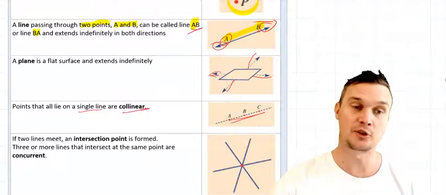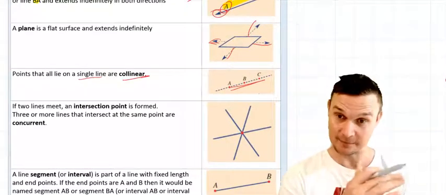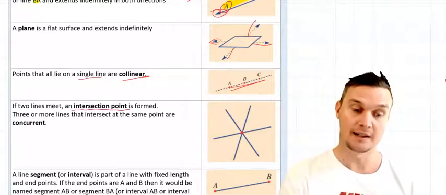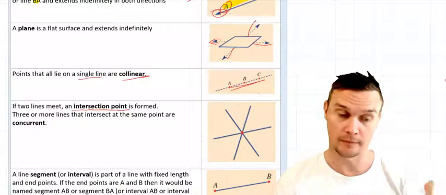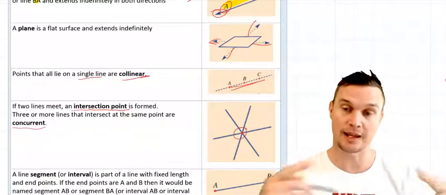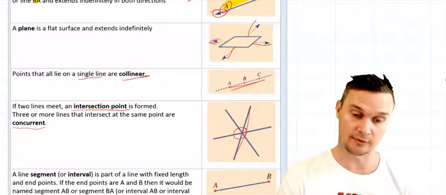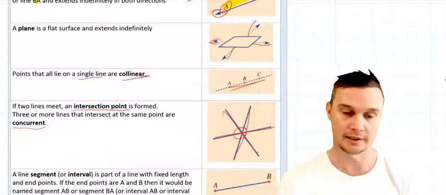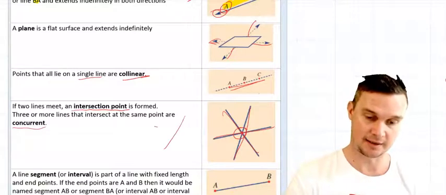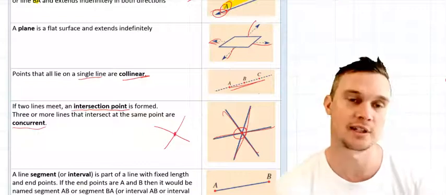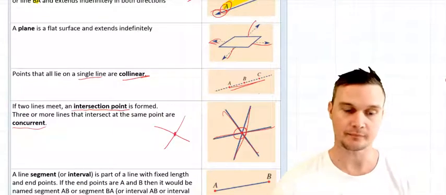Now, if we have 2 lines that meet and an intersection point is formed, okay? Now, if there's 3 or more, we're going to call that concurrent. So in this example here, you'll see where they all meet there. Because there's 3 lines, this example is concurrent. If we had, maybe that point there would be an intersection point because there's only 2 lines.